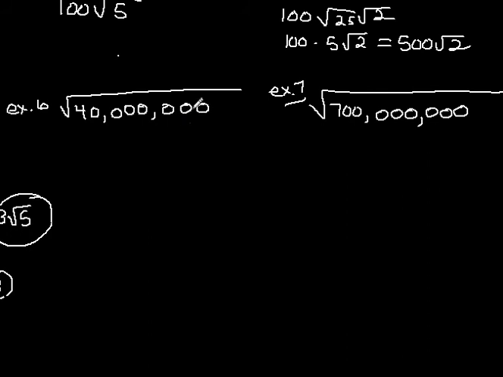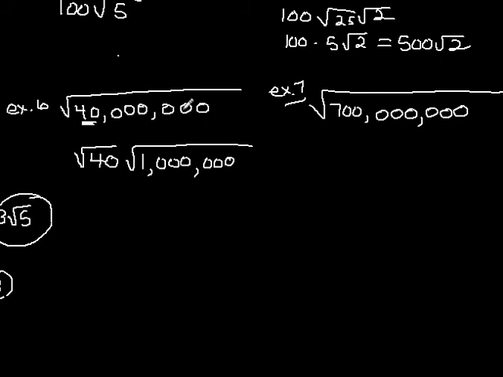Okay, count the zeros. 1, 2, 3, 4, 5, 6, 7. Odd number of zeros. Odd number of zeros means we're going to take this out separately, and then we're going to have the number of zeros left under the second one. So there's 6 zeros, so it's going to be 1 million. Remember, when you multiply a number with zeros, you can just count your zeros, and that's how many zeros you're going to have. So we'd have 1, 2, 3, 4, 5, 6, 7, 1, 2, 3, 4, 5, 6, 7.